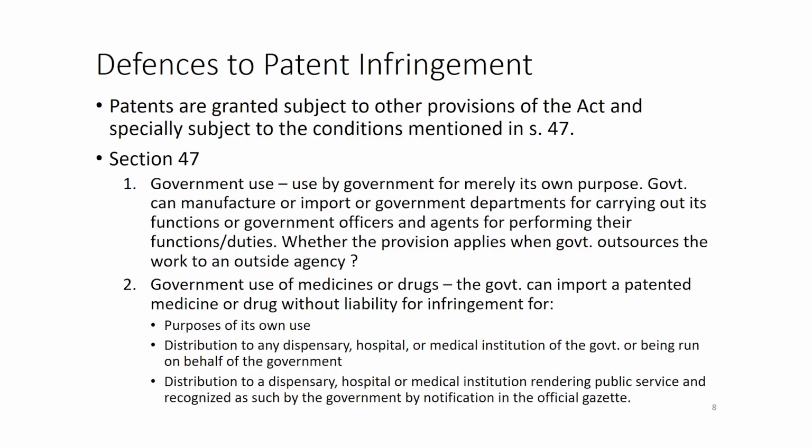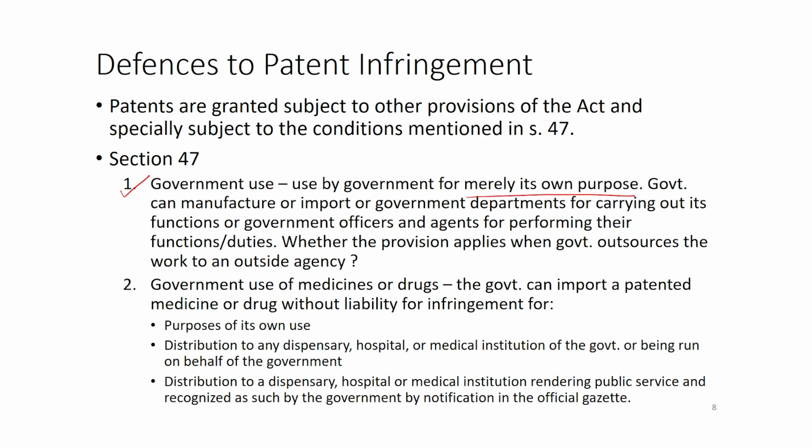If I can prove that whatever I was doing falls under section 47, whatever I was doing falls under section 107A, then my act, although infringing, will be exempted from liability of infringement. Section 47 provides you 4 instances, examples of defenses. The first is exemption for government use. Government is using my invention, government is committing infringement, but government is exempted from liability if government is using it merely for its own purposes.